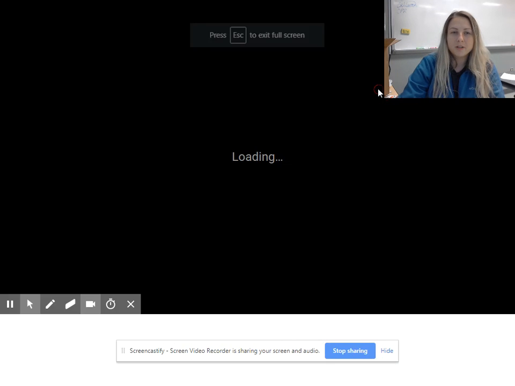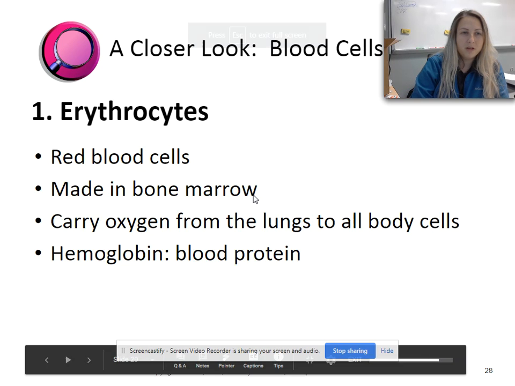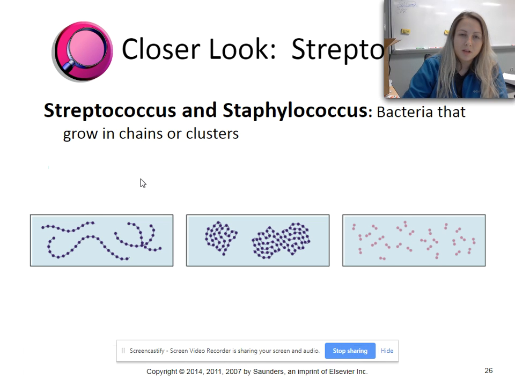All right, welcome back. So we're going to try and finish out this chapter 3 midterm. So we left off with bacteria. So this is strep and staph bacteria.